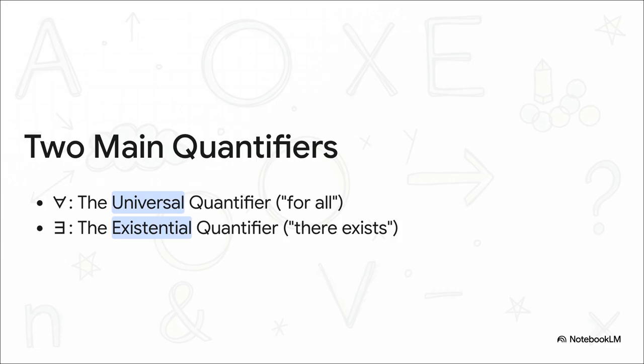So in the world of quantifiers, there are really two big players. First, you've got the universal quantifier. It looks like an upside-down A, and it means for all or for every. A good way to think of it is like a scanner, checking every single item in a set to make sure the rule applies. Then you've got the existential quantifier, the backward E. This one means there exists or for some. This is less of a scanner and more like a searchlight. It's just looking for at least one case where the statement is true.